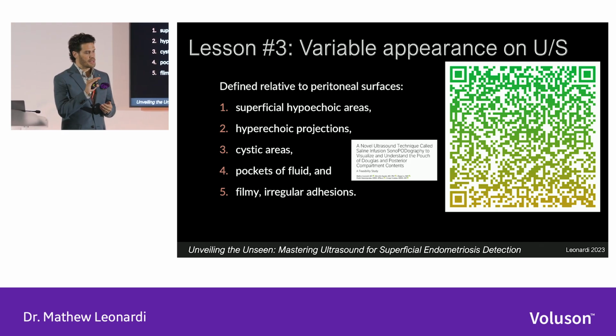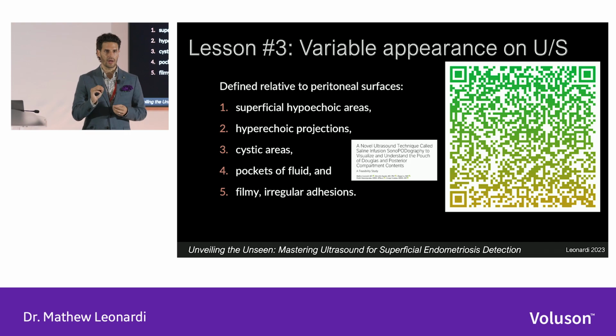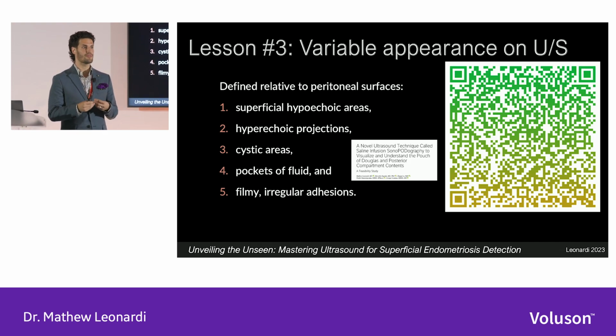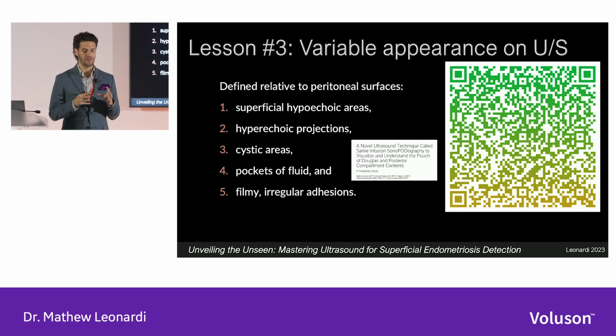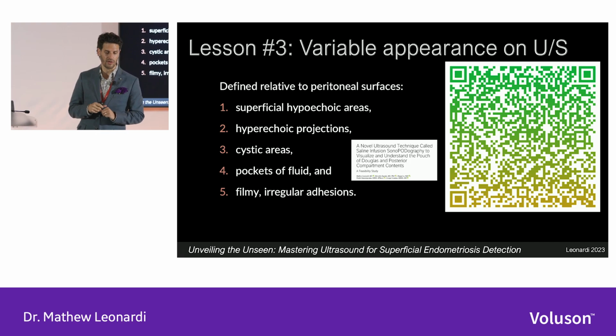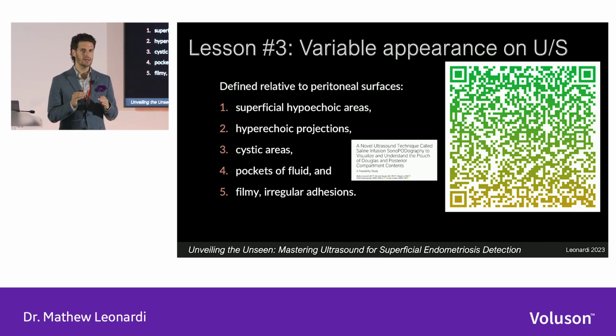So you can have an interruption, a small hypoechoic area in the peritoneum that really shouldn't have any major depth of infiltration, as that would be then classified as deep endometriosis. Hyperechoic projections or foci off of the peritoneum. For me, these are actually the most common and the most flashy way to find superficial endometriosis. Rarely you see cystic spaces projecting off of the peritoneal surface.